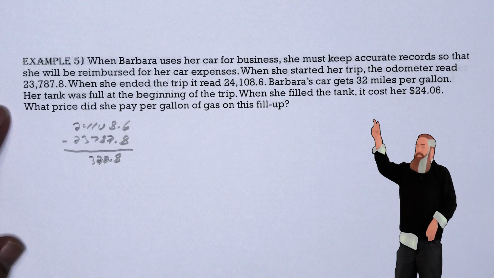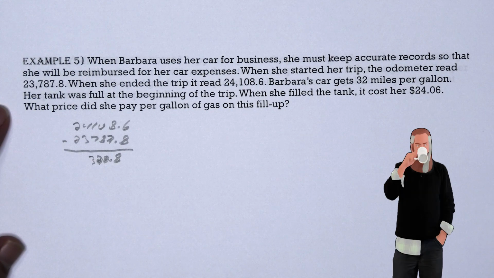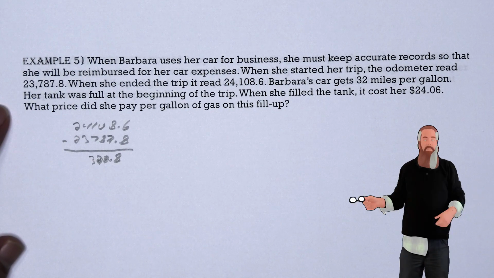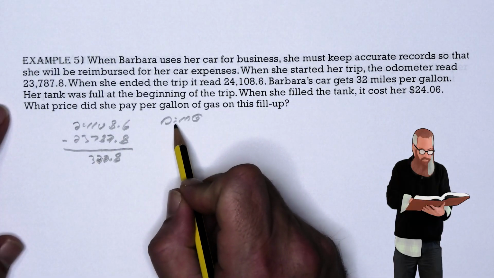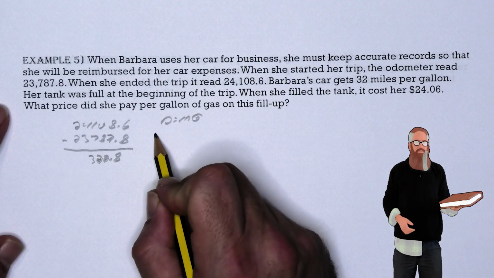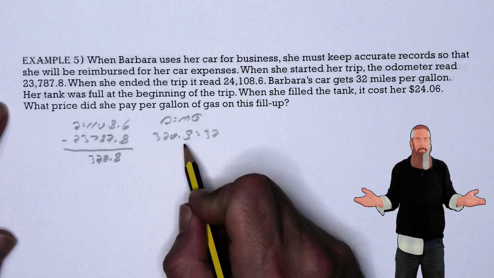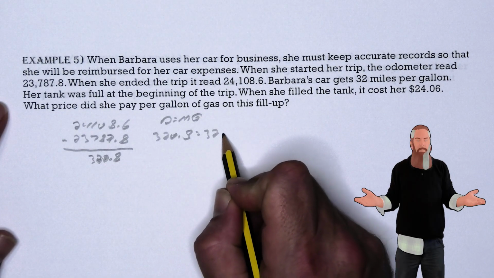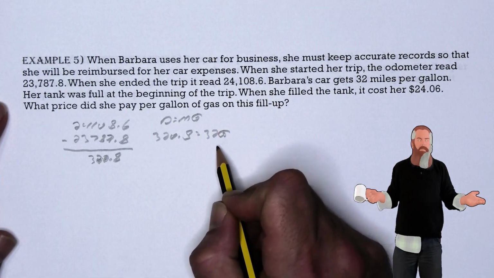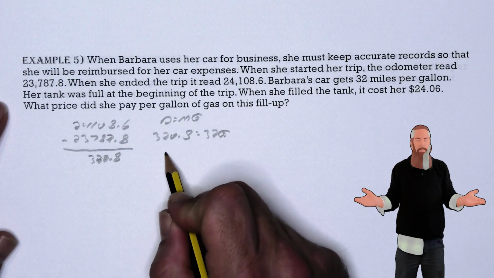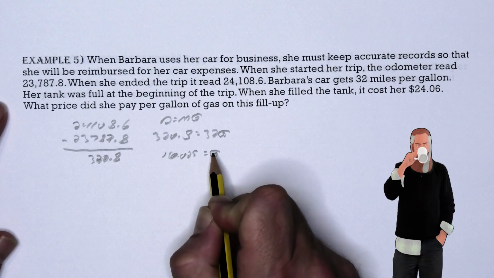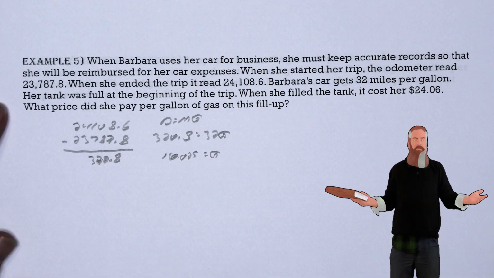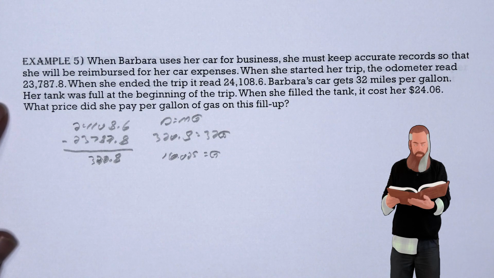Now, Barbara traveled 320.8 miles, and since her car gets 32 miles per gallon, we can determine the number of gallons used on this trip. This is saying that distance is equal to the miles per gallon times the number of gallons. This means that 320.8 is equal to 32 times G. So when we divide both sides by 32, we get 10.025 as our value for G. Barbara used 10.025 gallons of gas on this trip.